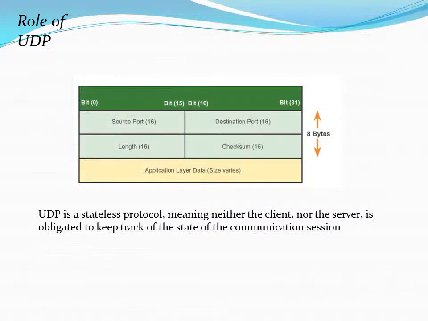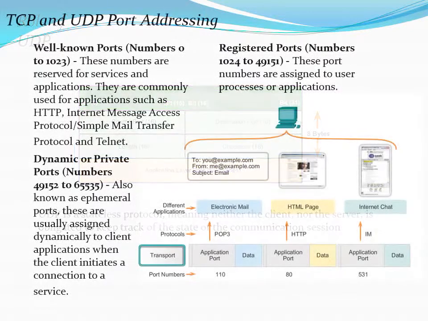Role of UDP. UDP is a stateless protocol, meaning neither the client nor the server is obligated to keep track of the state of the communication session. It is also considered a best effort transport protocol, as well as a lightweight transport protocol. The pieces of communication in UDP are called datagrams. In the case of applications where data must flow quickly, if reliability is required when using UDP, it must be handled by the application.